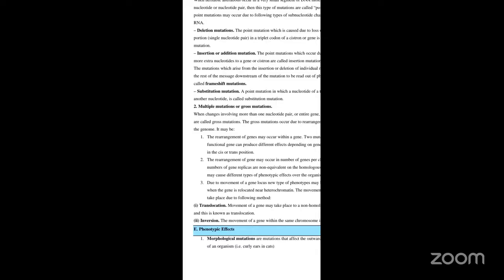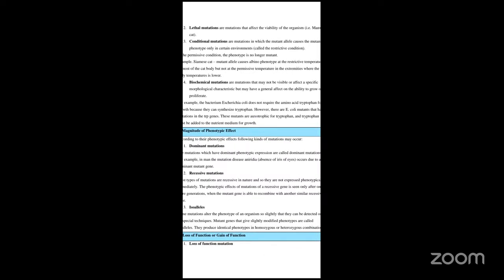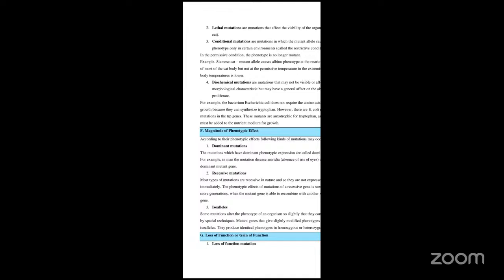Okay, now next, based on the phenotypic effects. You know what phenotype is? Phenotype is nothing but the external appearance, or the external expression of a gene. So based on the phenotypic effects, you have different types of mutations. One is called morphological mutations, and the other one is lethal mutations. Then you have conditional mutations and biochemical mutations. So these are the four different types of mutations based on the phenotypic effects.